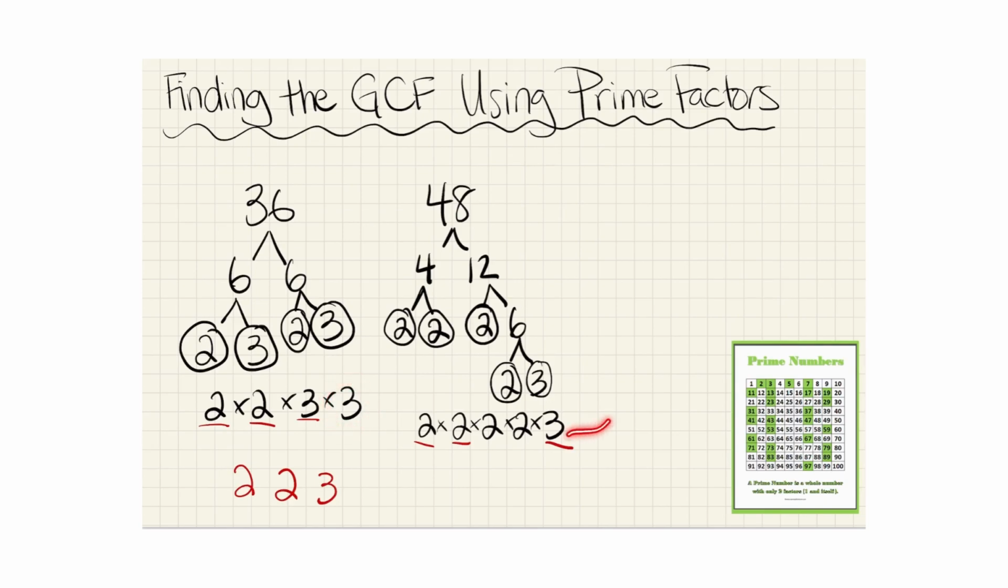But because there's no more 3s here, I can't include that one. And on the 48, I still have some 2s, but we've used all the 2s over here, so I can't use that one either. The only thing that we have that's the same is a 2, a 2, and a 3. So I'm going to go ahead and multiply those together. So 2 times 2 is 4, and 4 times 3 is 12. So that means the greatest common factor of 36 and 48 is 12.